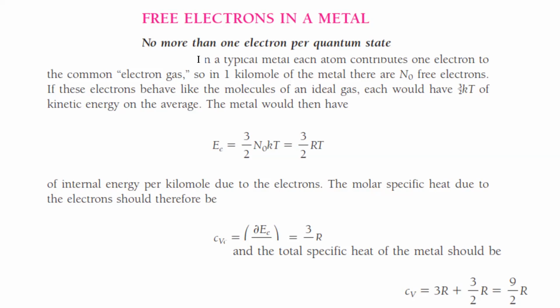So we proceed. Now, free electrons in a metal. We know that free electrons in a metal are the ones responsible for conductivity. Now, no more than one electron per quantum state. Why is this statement made? This statement is made because the electrons are fermions. We know they have a half integral spin.